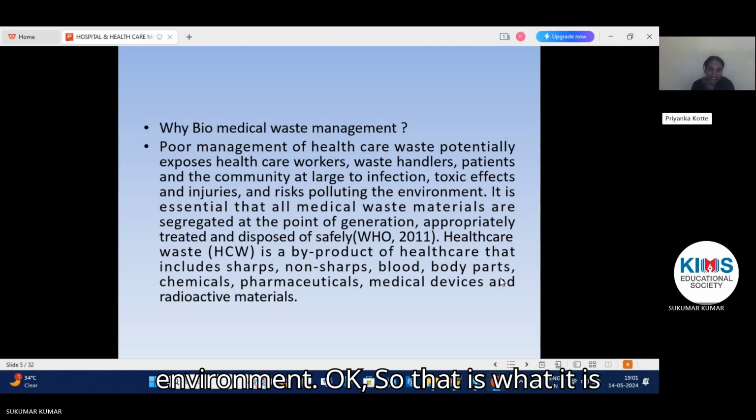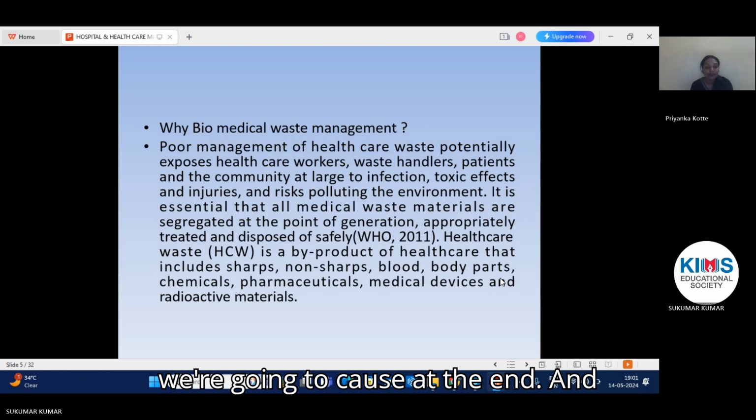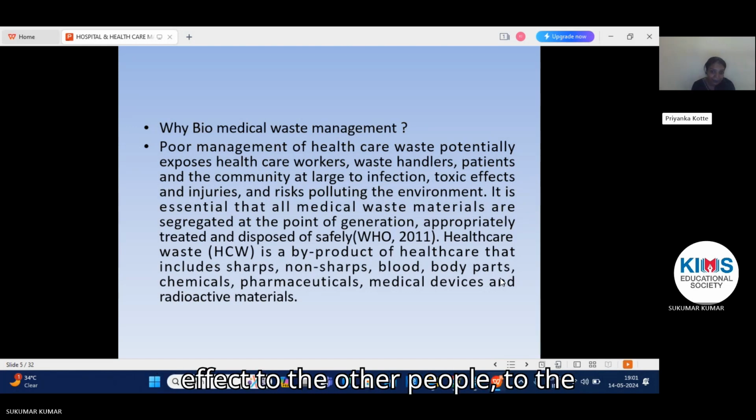Okay, so that is what it is saying. We will put them potentially at risk if we do not know about the healthcare waste and how we need to manage it. Healthcare workers, waste handlers, patients, and communities at large are exposed to infection, toxic effects, injuries, and the risks of polluting the environment. These are the things that will, in the end, have an effect on other people, on animals, as well as on the environment.